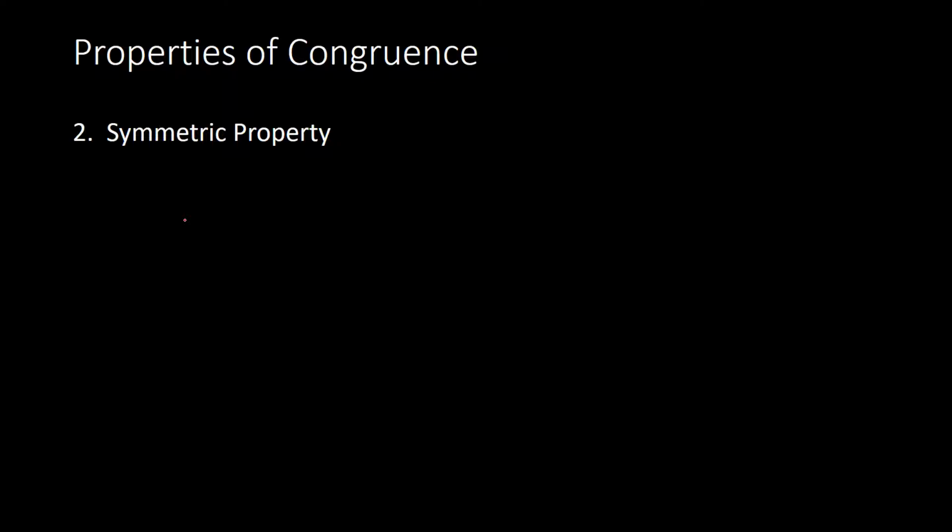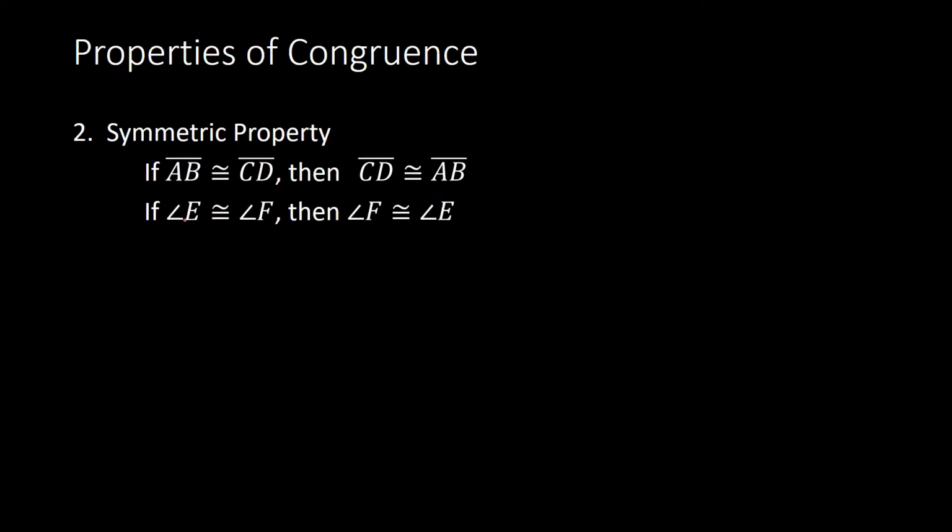Second property is the symmetric property, where it says if AB is congruent to CD, then CD would be congruent to AB. I can change the order of the congruent sign. Also with angles, if angle E is congruent to angle F, then angle F is congruent to angle E. We're just switching the order around the congruent sign.